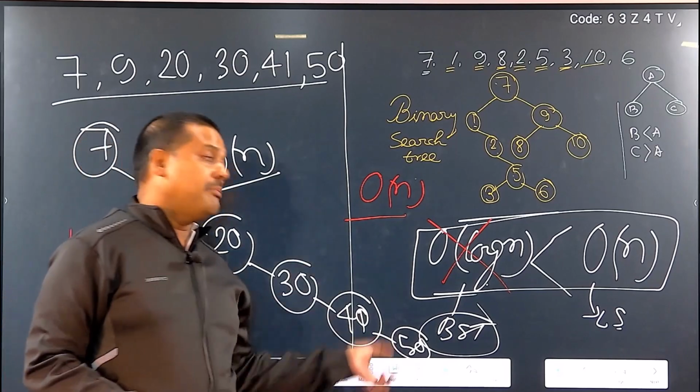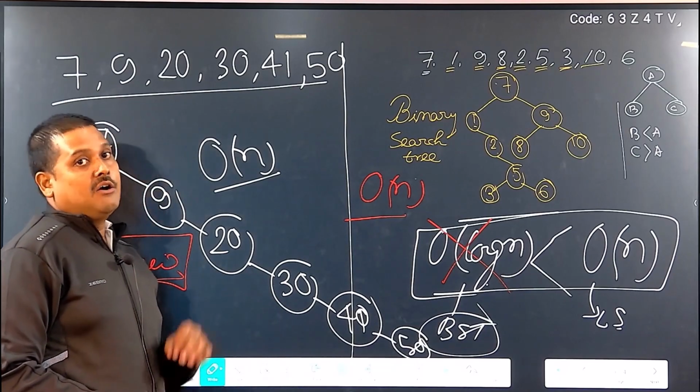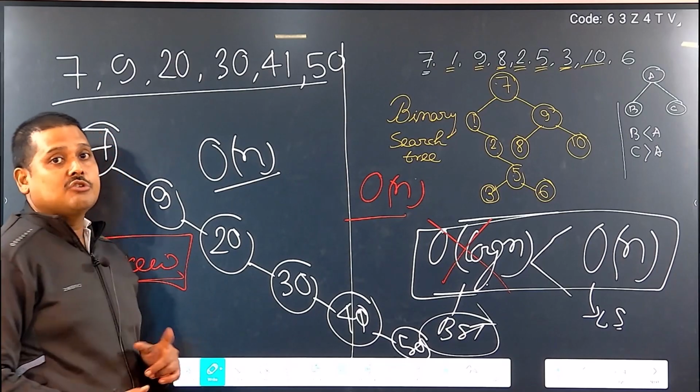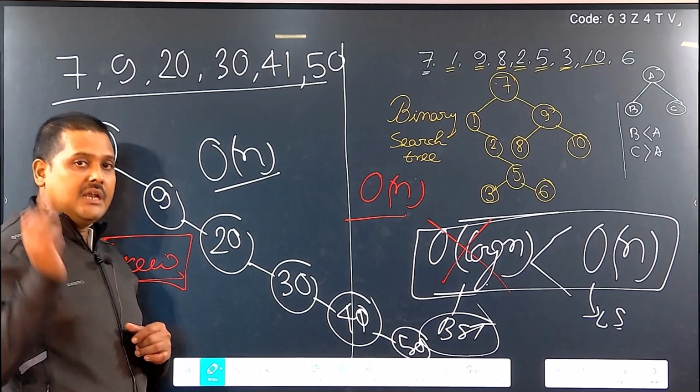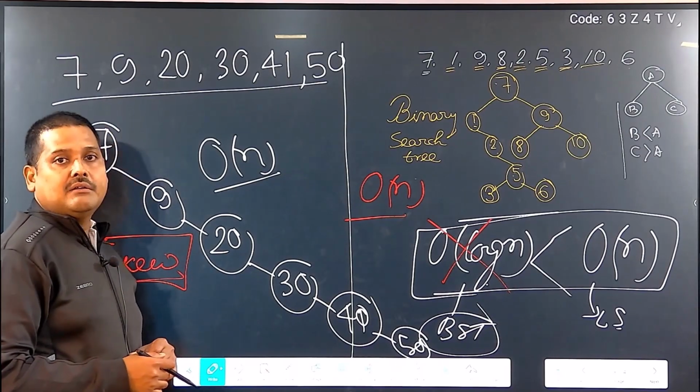To make this more efficient, we have another structure provided. That structure is called a balanced tree, and that tree is called an AVL tree. In another lecture we will discuss this particular AVL tree.